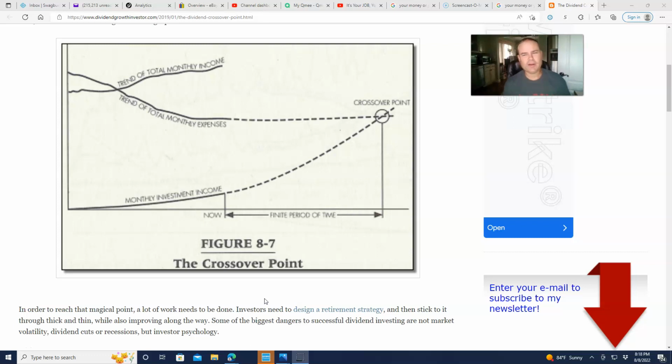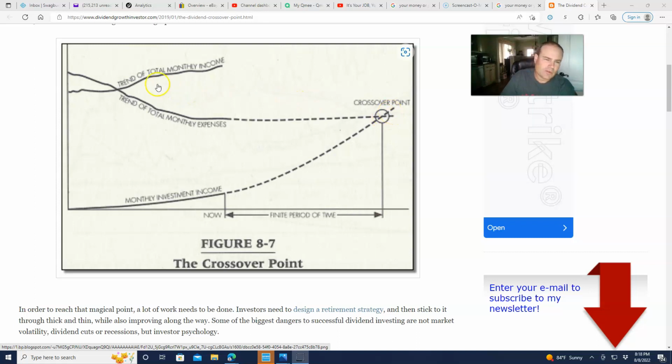Tonight I wanted to show you a little something from the book Your Money or Your Life. It's a diagram of the crossover point. The crossover point is this little area right here where the expenses meet the monthly investment income. Okay, crossover point is another name for financial independence.